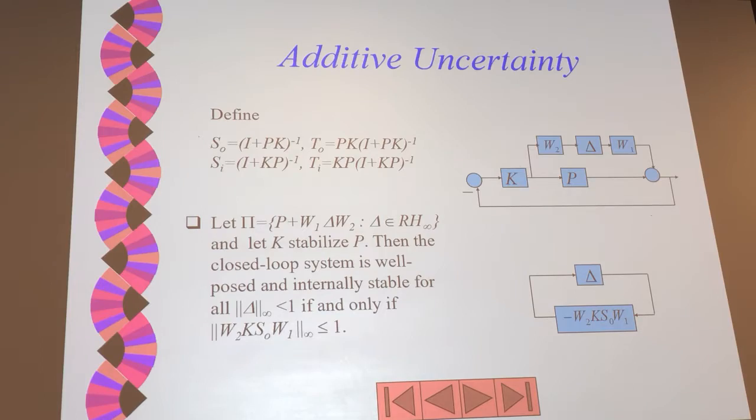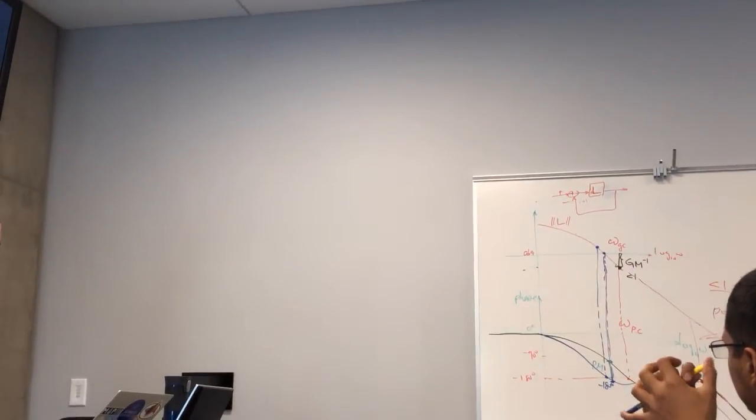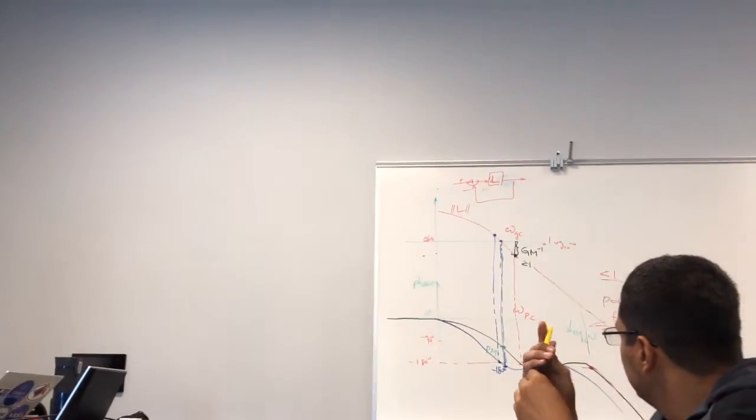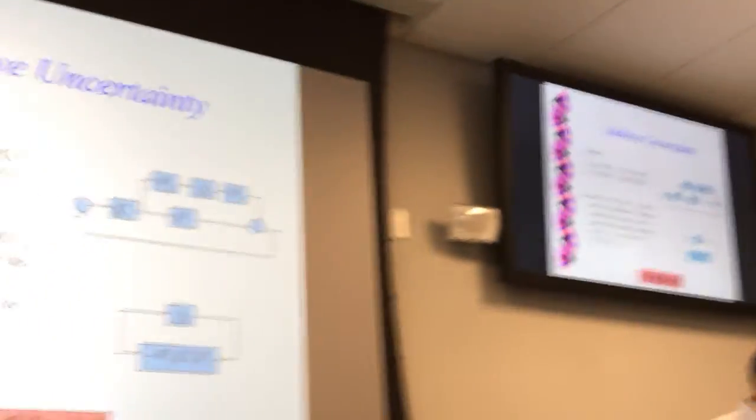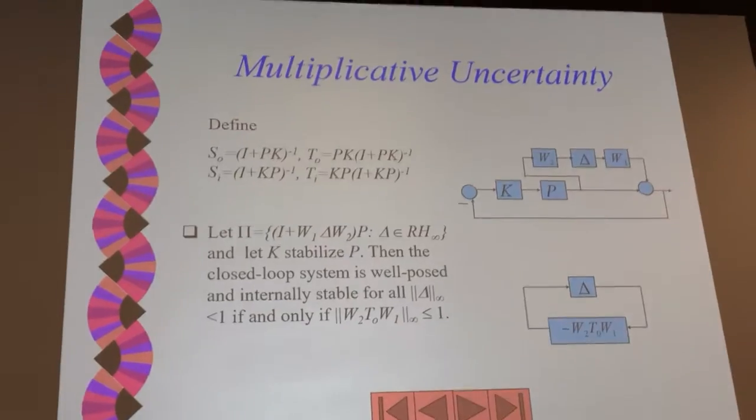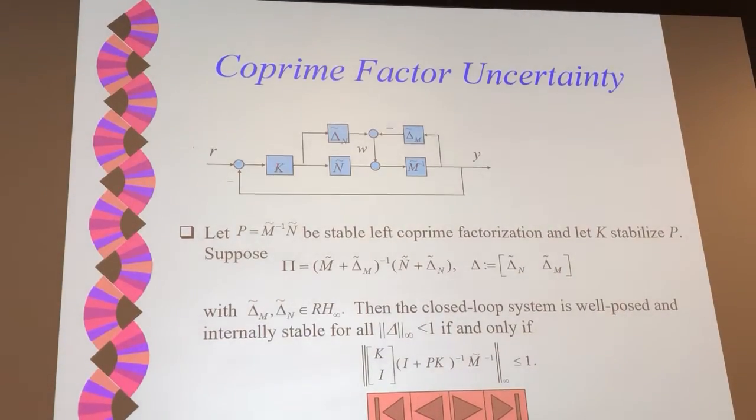And you guys probably heard about this. What is the gain margin? Gain margin is 1 over this distance, 1 over this distance. One over that distance is exactly the small gain theorem. Okay. All right, so let's see these two, then I'm going to stop and I'll let you go.